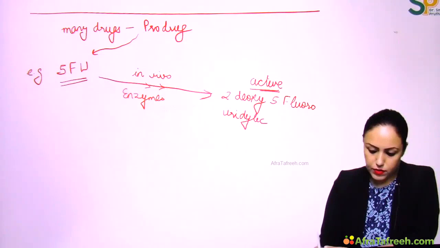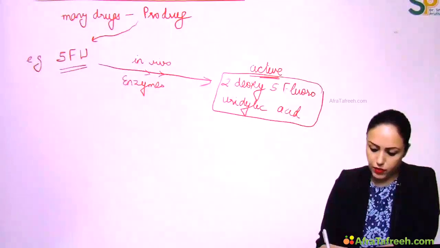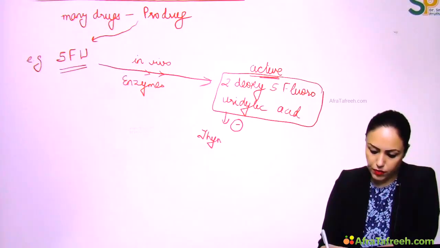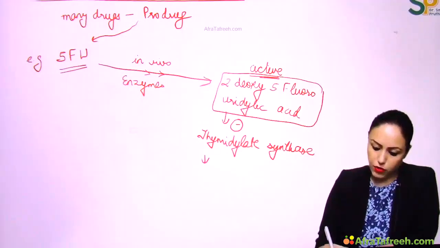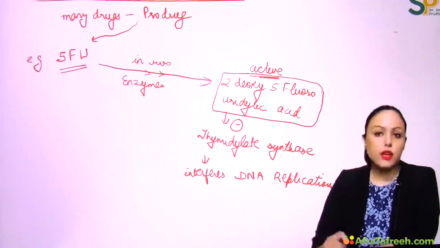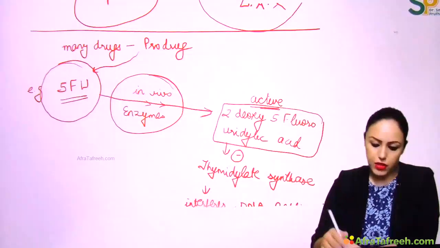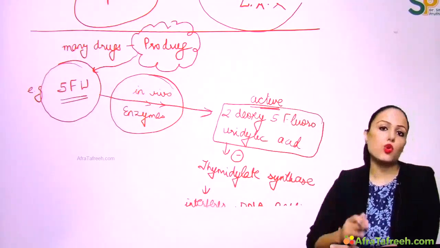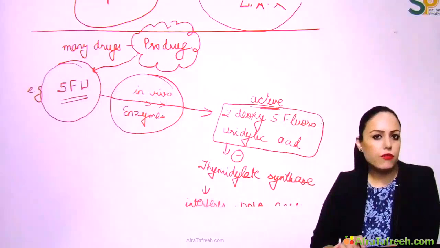2-deoxy-5-fluorouridylic acid, right? Now this compound, which is active in the body, is the inhibitor of the enzyme thymidylate synthase, so it inhibits the formation of pyrimidines, and therefore it interferes in DNA replication. So here I can say that effective design and administration of prodrugs requires knowledge of enzyme kinetics, right? So that's why you need to study this topic along with pharmacology.